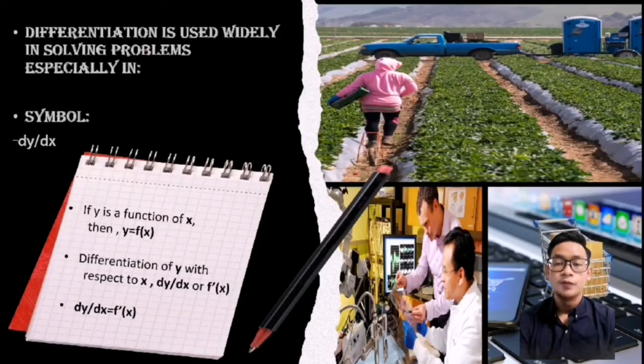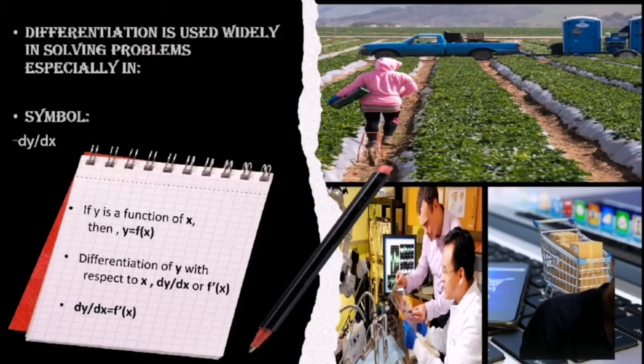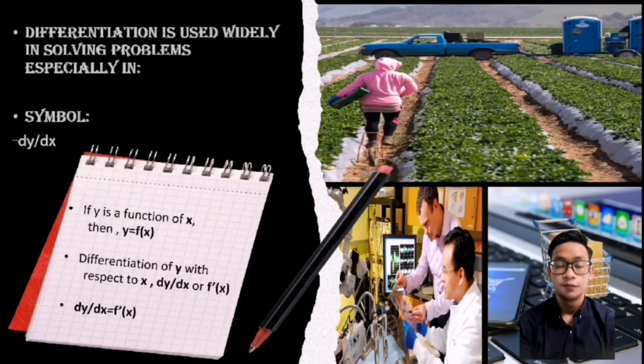The symbol of differentiation is dy over dx. For example, if y is a function of x, then y equals f of x. For the differentiation of y with respect to x, we get dy over dx.